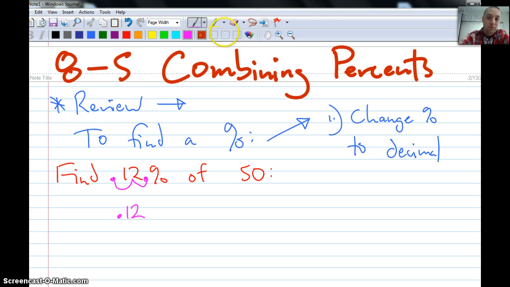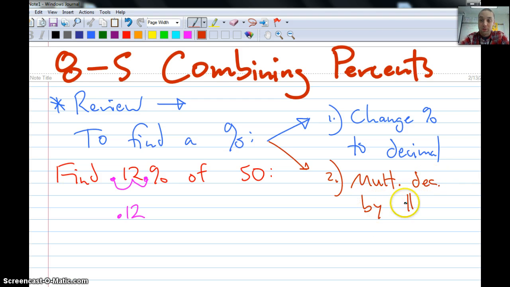Second thing you want to do, remember, we talked earlier this year about anytime we see the word of in math, and it deals with percents, it means multiply. So multiply our new decimal, which used to be the percent, by whatever value you're dealing with. This time it's 50, and so we're going to take 0.12 times 50. And when you do that, you get 6.